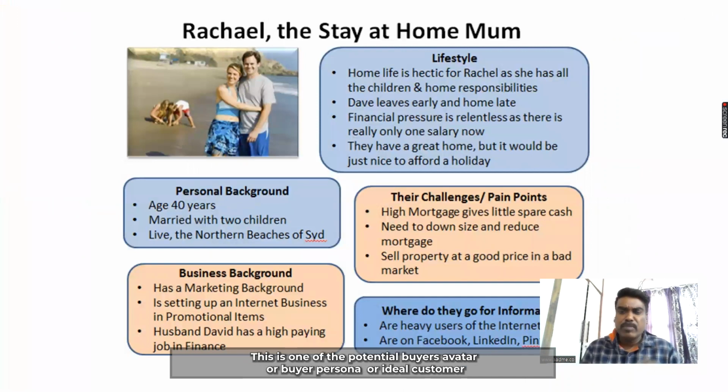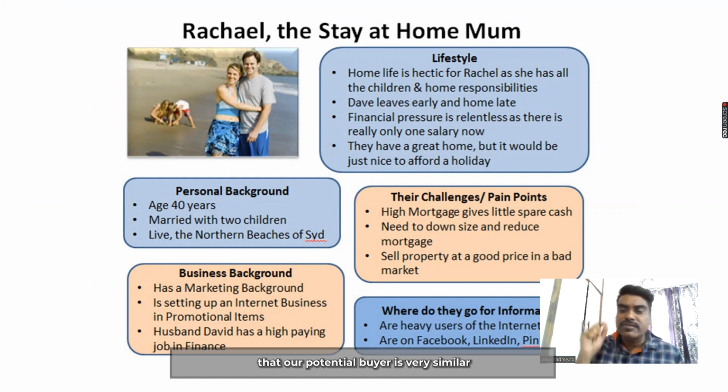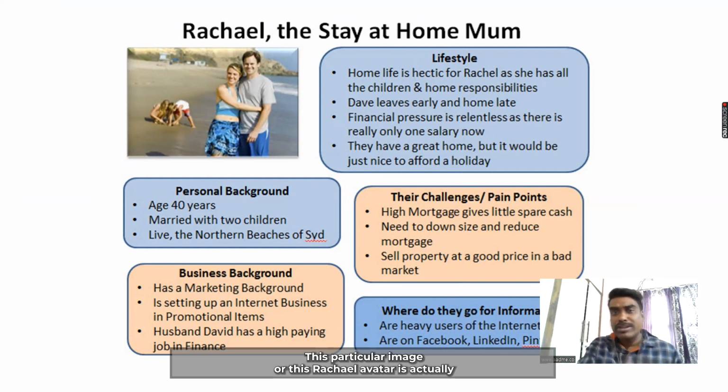This is one of the potential buyer avatars, buyer persona or ideal customer profile, of one of our potential prospects. Rachel, she is actually a dream buyer. There is no individual like Rachel who really or naturally exists on the planet. By doing a lot of research, we have very clearly understood that our potential buyer is very similar to the interest, behavior, demography that Rachel has. The image that you see here is absolutely imaginary. This Rachel avatar is actually the potential customer of our Google advertisement services.